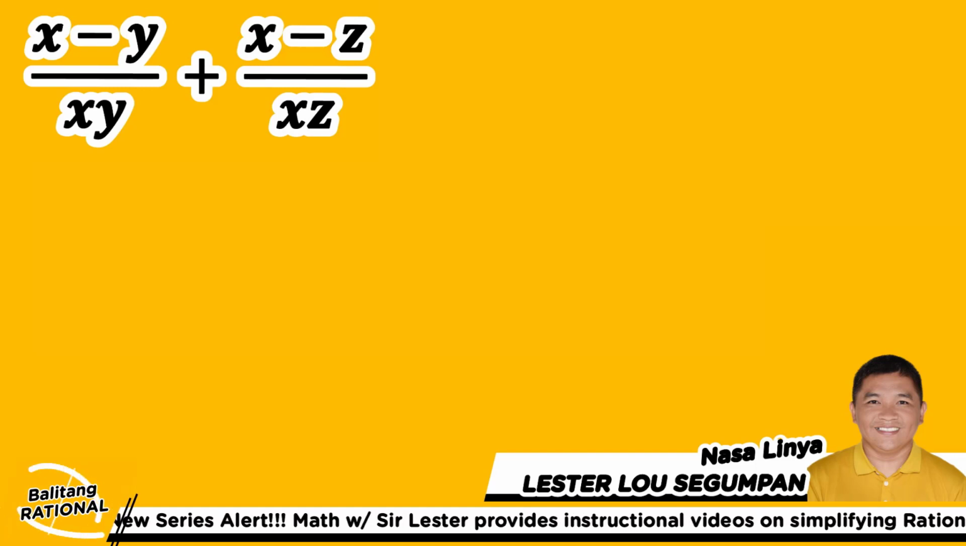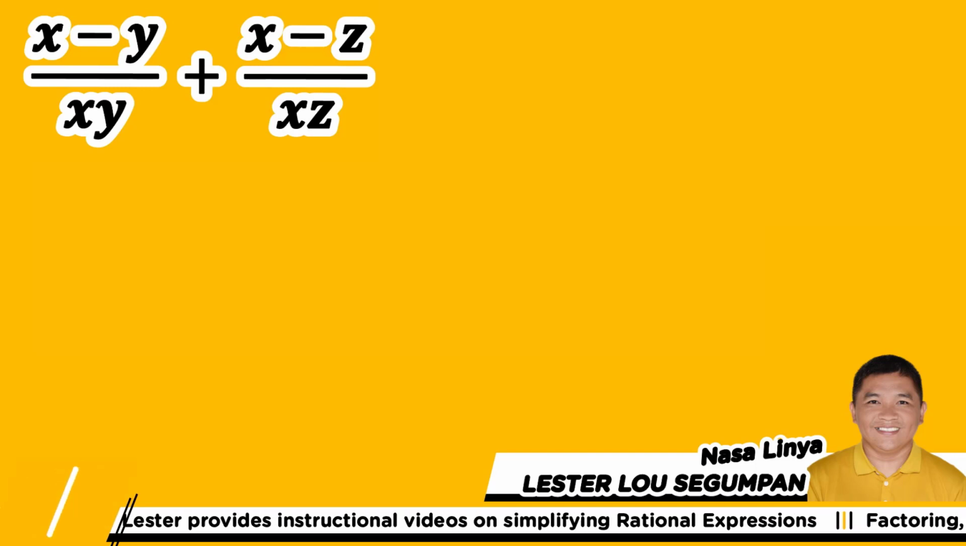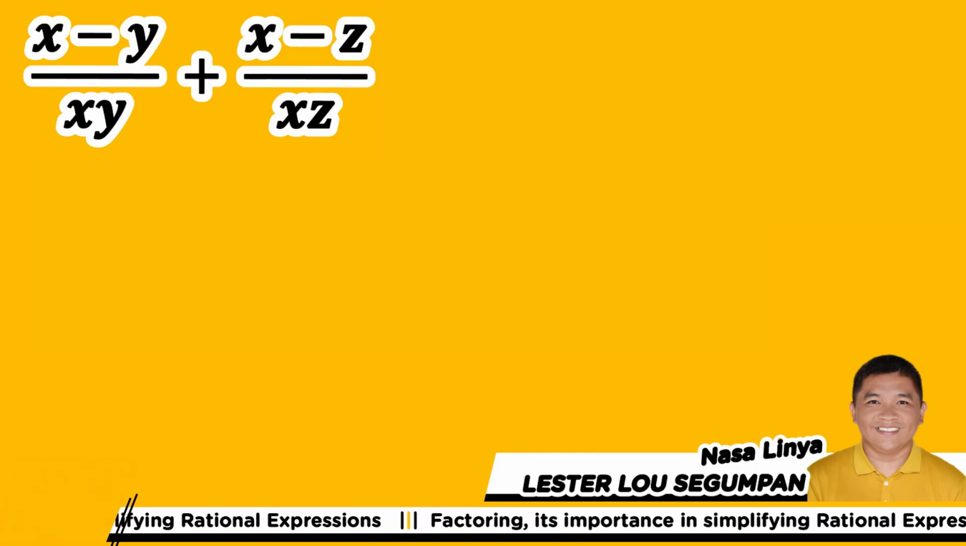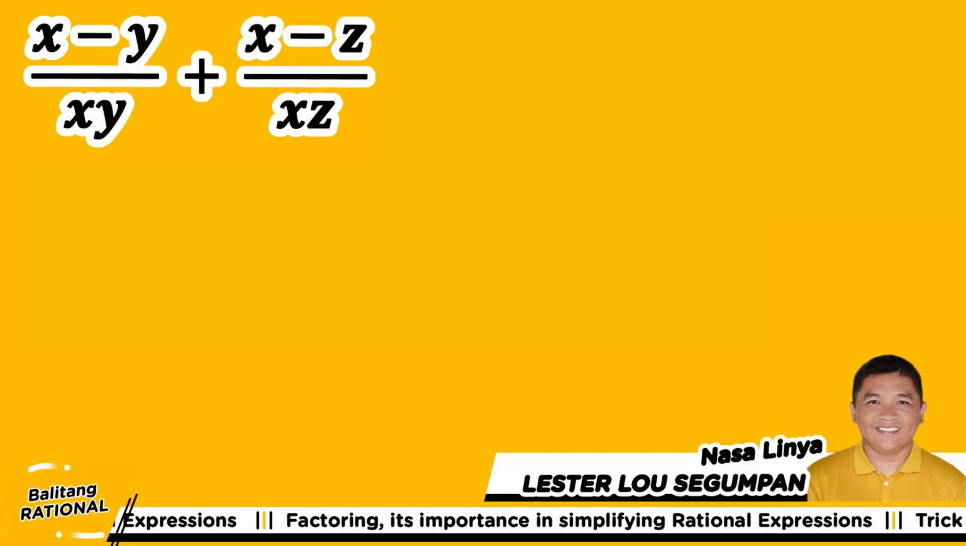Let's consider po yung dalawang rational expression na nasa harapan natin. We have x minus y all over xy plus x minus z all over xz. We have two rational expressions under the operation of addition. So we are going to look for the sum.